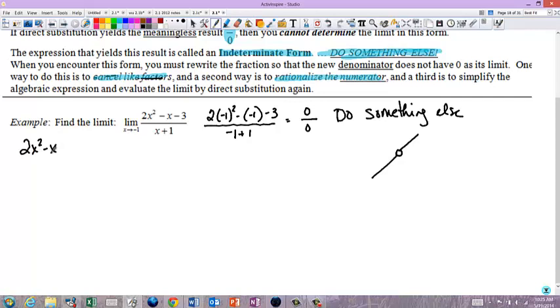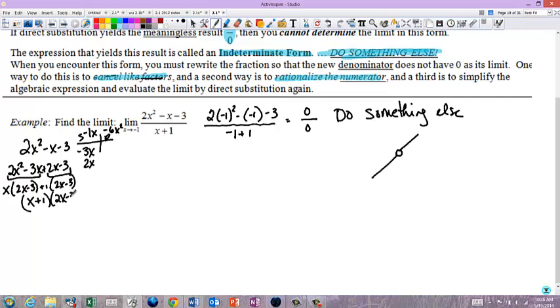2x squared minus x minus 3. Negative 1, negative 6: multiplies to give me negative 6, adds to give me negative 1, gives me negative 3 and 2. So 2x squared minus 3x plus 2x minus 3. Group, take out an x: 2x minus 3, plus 1 times 2x minus 3, so it'll be x plus 1 and 2x minus 3. So I rewrite my limit as the limit as x goes to negative 1 of x plus 1 times 2x minus 3 over x plus 1.